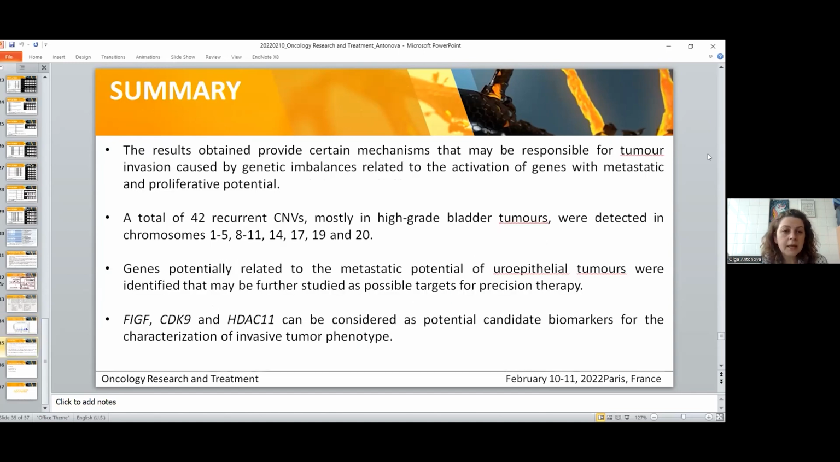So, in summary, I can say that the results obtained provide certain mechanisms that may be responsible for tumor invasion caused by genetic imbalances related to the activation of genes with metastatic and proliferative potential. A total of 42 recurrent CNVs, mostly in high-grade bladder tumors, were detected in chromosomes 1 to 5, 8 to 11, 14, 17, 19, and 20. Genes potentially related to the metastatic potential of the uroepithelial tumors were identified that may be further studied as possible targets for precision therapy or biomarkers. And these three genes, FIGF, CDK9, and HDAC11, can be further considered as potential candidate biomarkers for the characterization of invasive tumor phenotype.